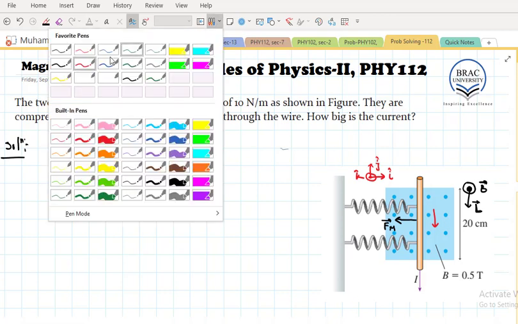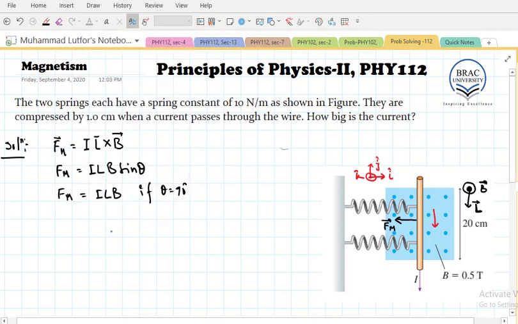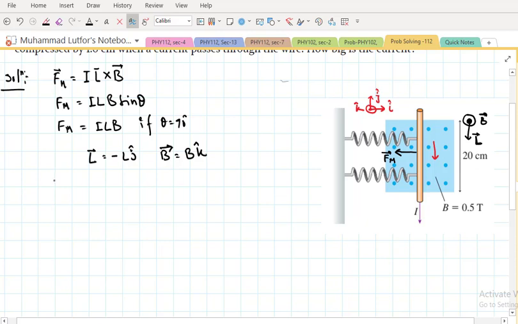Then I can also find out, say that L, in that case I should write L is basically minus L j hat, and the magnetic field B is, say that the magnitude of B in positive k hat, right? Now I'm going to find out the direction of F_M, which would be I into L.